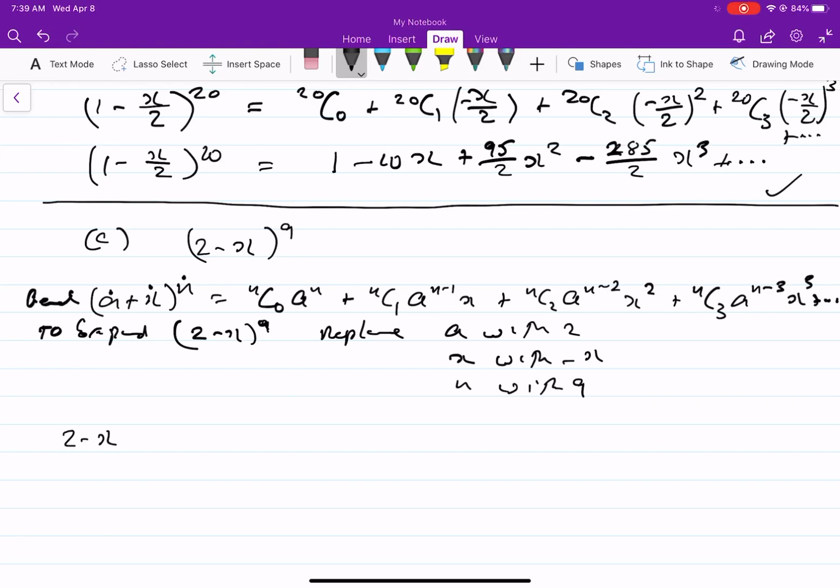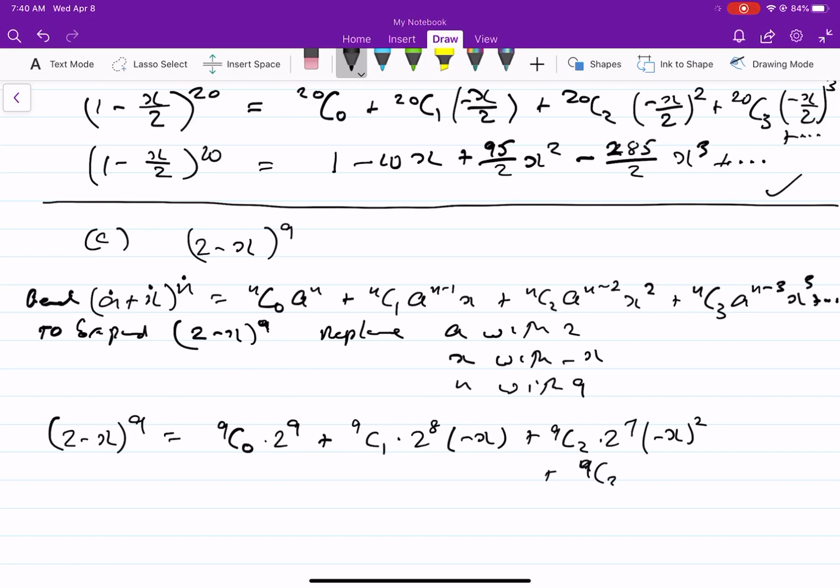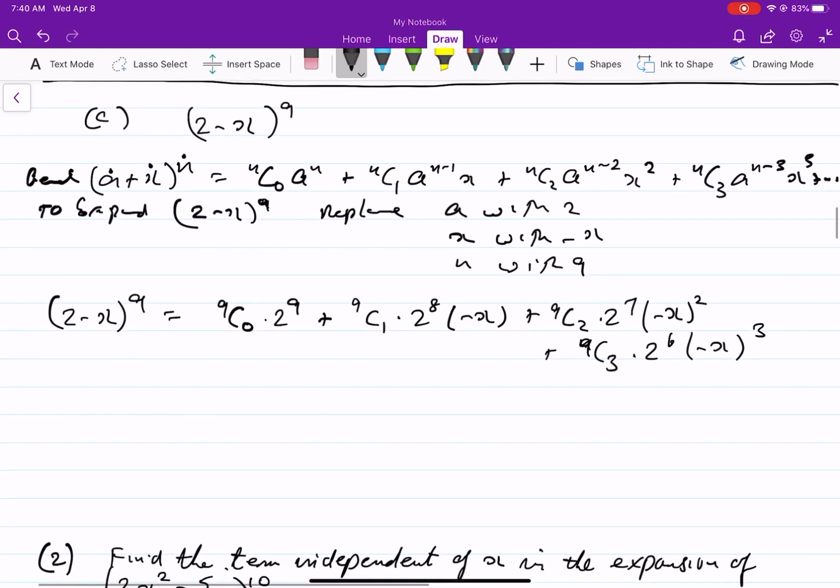So let's check it. (2 minus x) all to the power 9 is equal to 9C0 times 2 to the 9th plus 9C1 times 2 to the power 8 times minus x, plus 9C2 times 2 to the 7th times (minus x) all squared, and then plus 9C3 times 2 to the power 6 times (minus x) to the power 3. And all I've got to do is simplify each term.